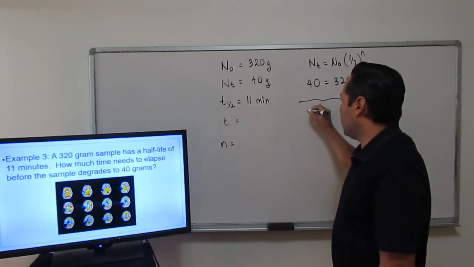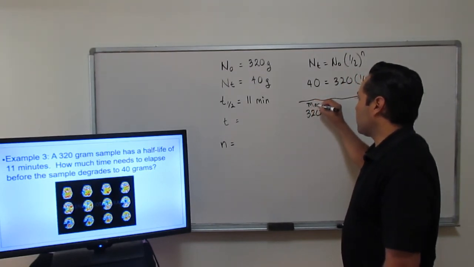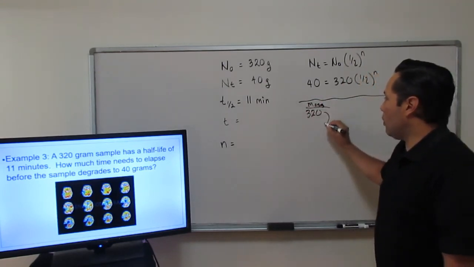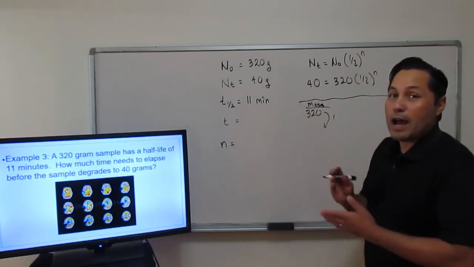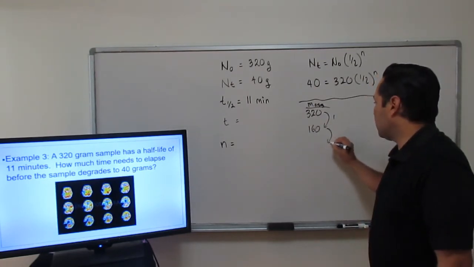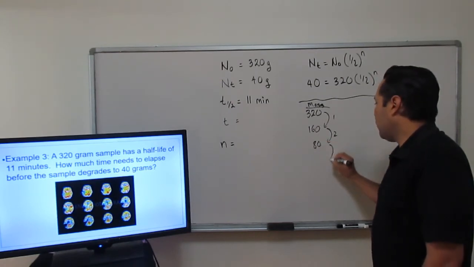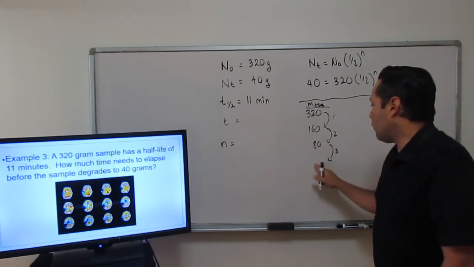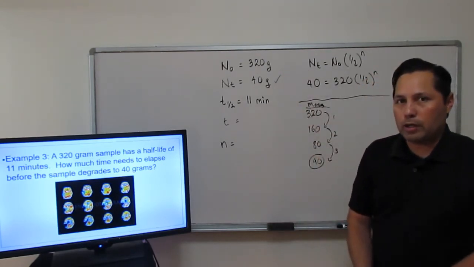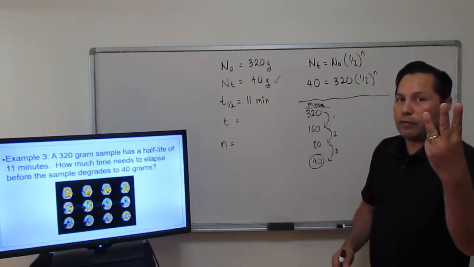Alright, so I'm going to start with 320. That is our mass. After one half-life, how much do we have? Half. So that's 160. After two half-lives, how much do we have? Half of 160, 80. After three half-lives, half of 80 is 40. And notice, there you go, I have my 40. And so it took three half-lives.